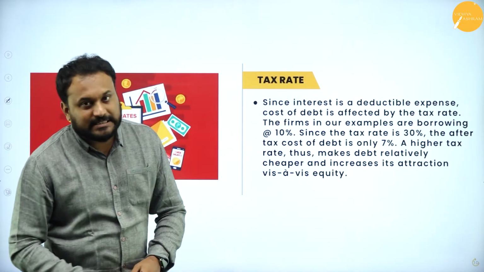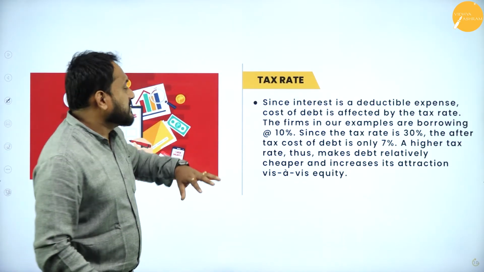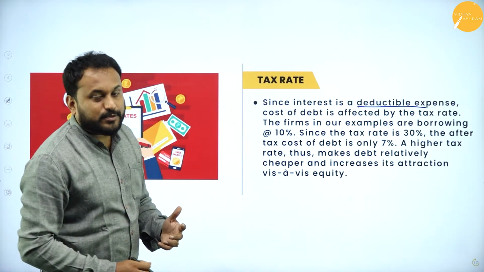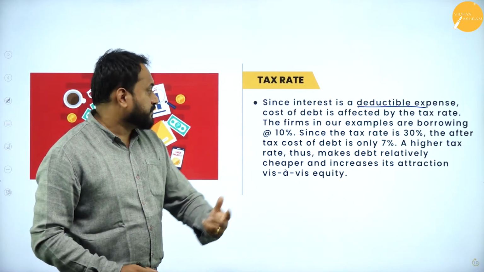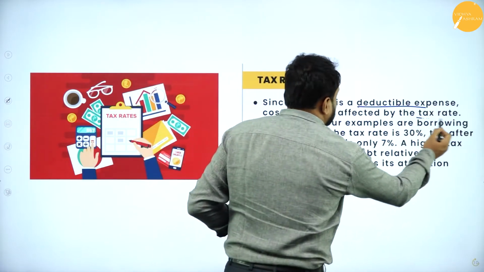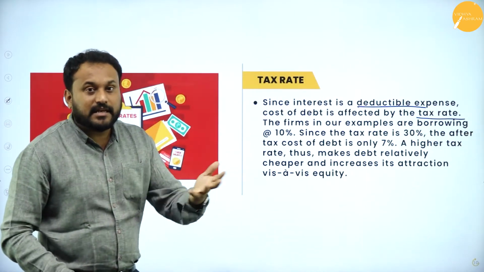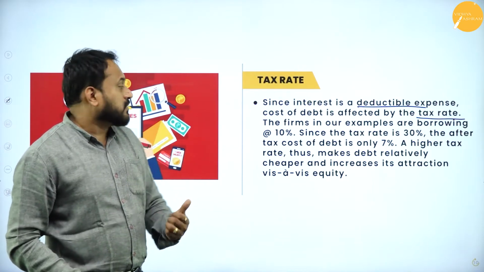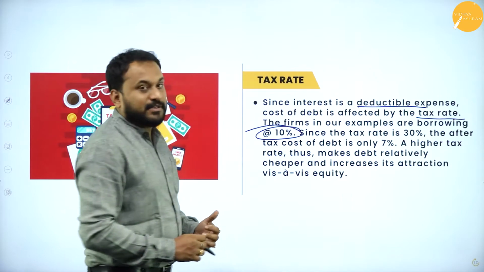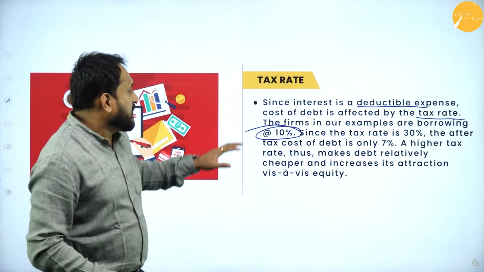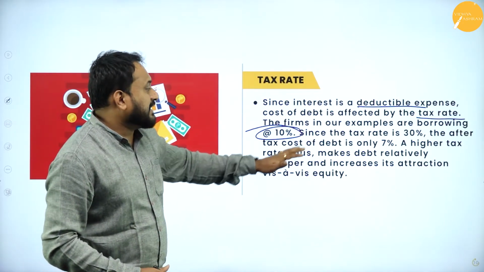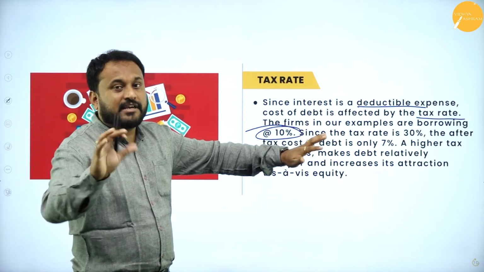Next one is tax rate. Try to understand this tax rate. Since interest is a deductible expense. Interest is always what? Deductible, because it goes from you. Cost of debt is affected by the tax rate. Certainly yes, right? If tax rates are more, you are supposed to pay more. The firm in our examples, which I have taken, is borrowed at 10%. Since the tax rate is 30%, I'm just giving an example here.